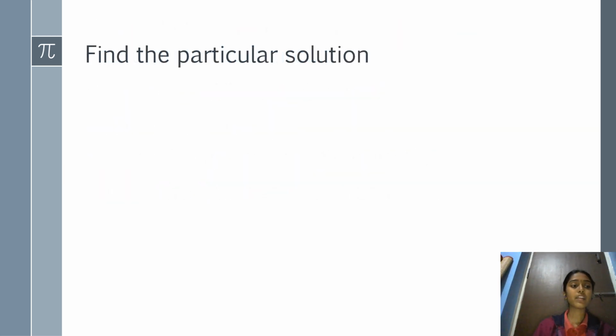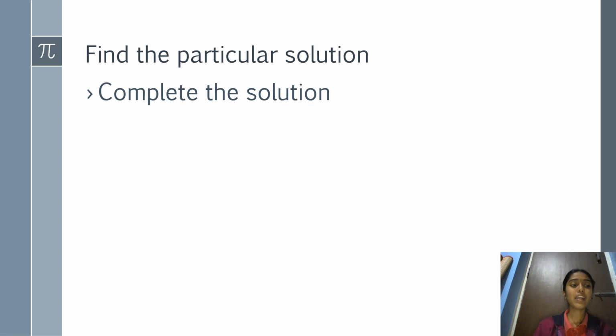Find the particular solution. Consider the particular solution non-zero. This represents the forced response due to the input. Then we have to combine homogeneous and particular solutions. The general solution is the sum of the homogeneous and particular solutions.